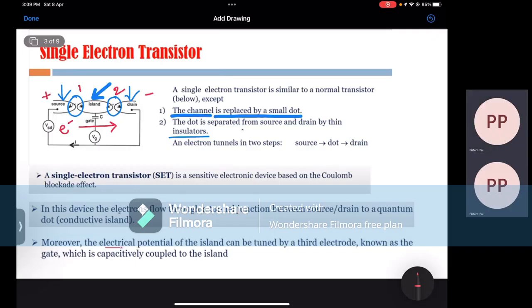So these are some special features of a single electron transistor. This is the main important feature which makes it different from a conventional field effect transistor like a MOSFET and all that. So we can define a single electron transistor in this way: it's a sensitive electronic device based on the Coulomb blockade effect. This is the important thing.